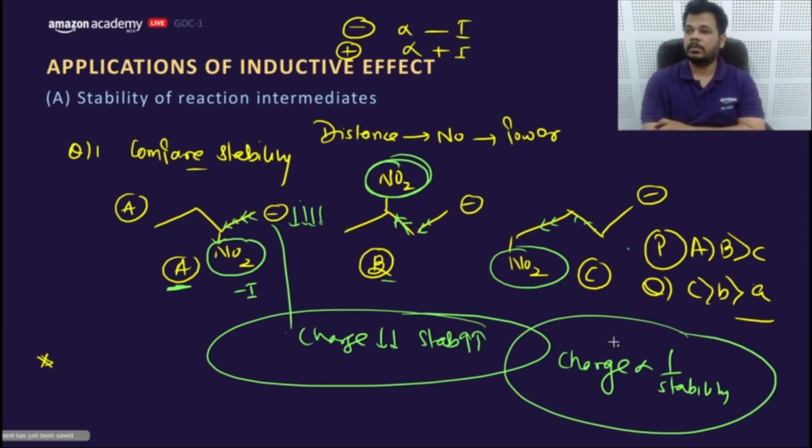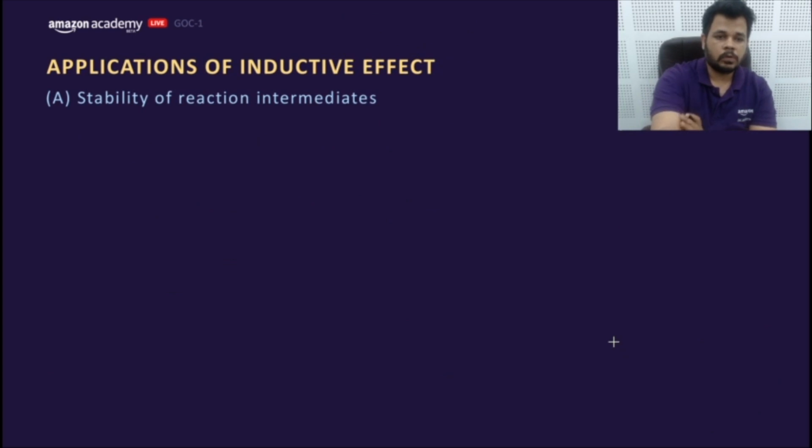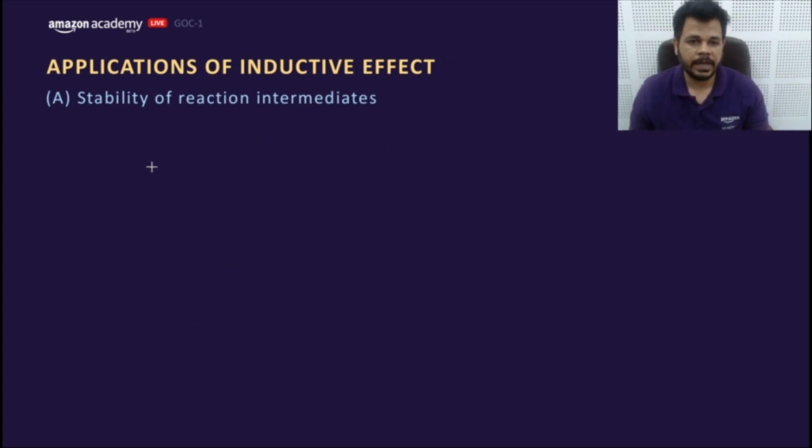Considering this, we don't consider M effect. There is no M effect here. There is no resonance here, guys. There is no resonance at all.